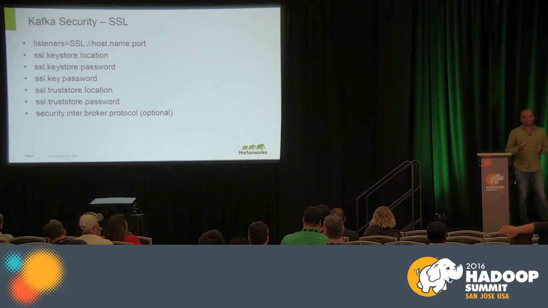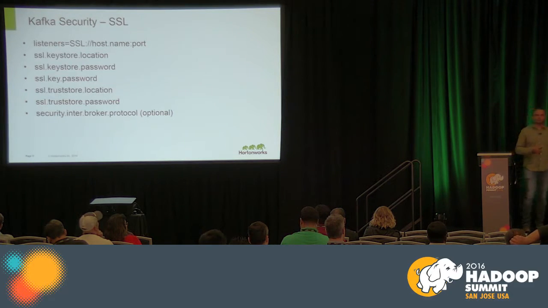So as a user, you don't need to do much more than configuring these set of options. On the client side, again, a similar set of options. Instead of listeners, you're going to configure security.protocol. That is, you're choosing which protocol you're going to use from the client side. Once you specify that, the client will initialize this SSL engine and start communicating to the broker at that port.